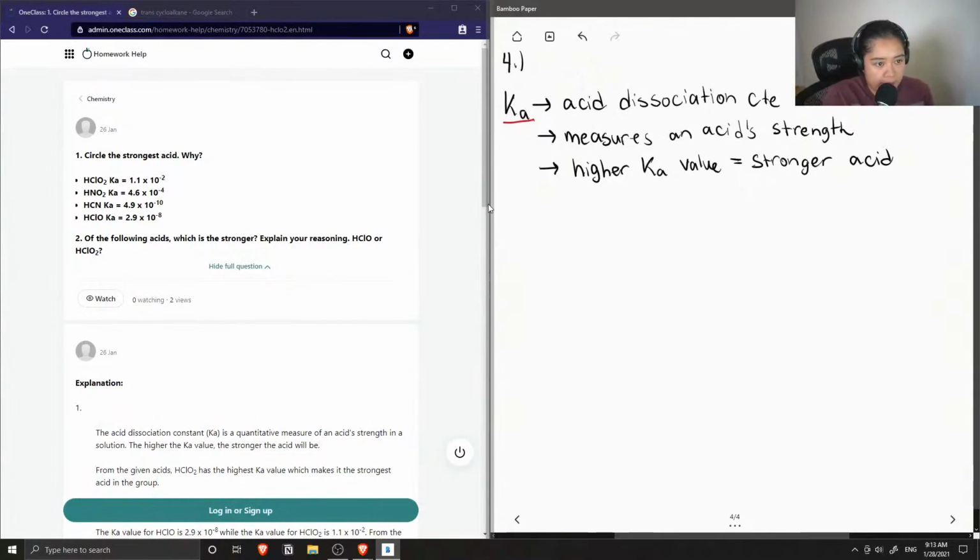So out of all of these values, the chlorous acid contains the highest Ka value. So therefore, HClO2 is the strongest acid. Then I'll just put in brackets that it has the highest Ka value.